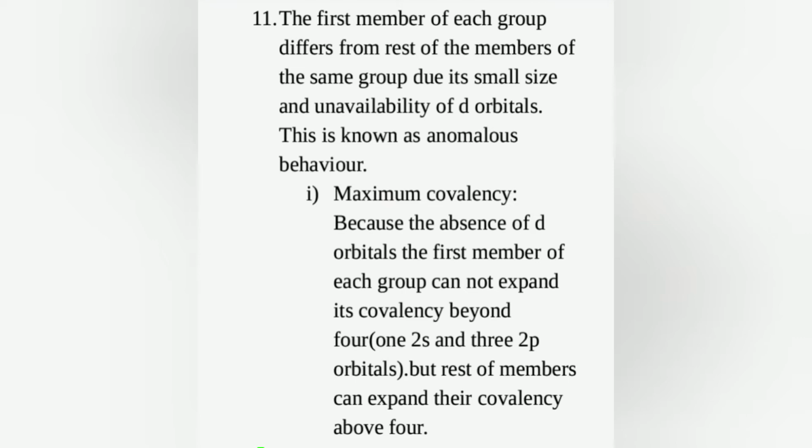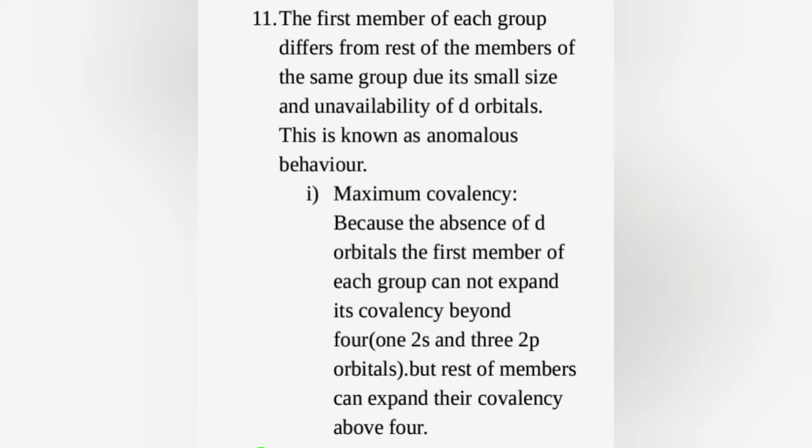Then the first member of each group differs from the rest of the members of the same group due to small size and unavailability of d orbitals. This is known as anomalous behavior. That means the size of each atom increases as we move from top to bottom in a group. So the smallest one will be the first member, and due to the smaller size and unavailability of d orbitals, it shows different properties than the rest of the members, and that is known as anomalous behavior.